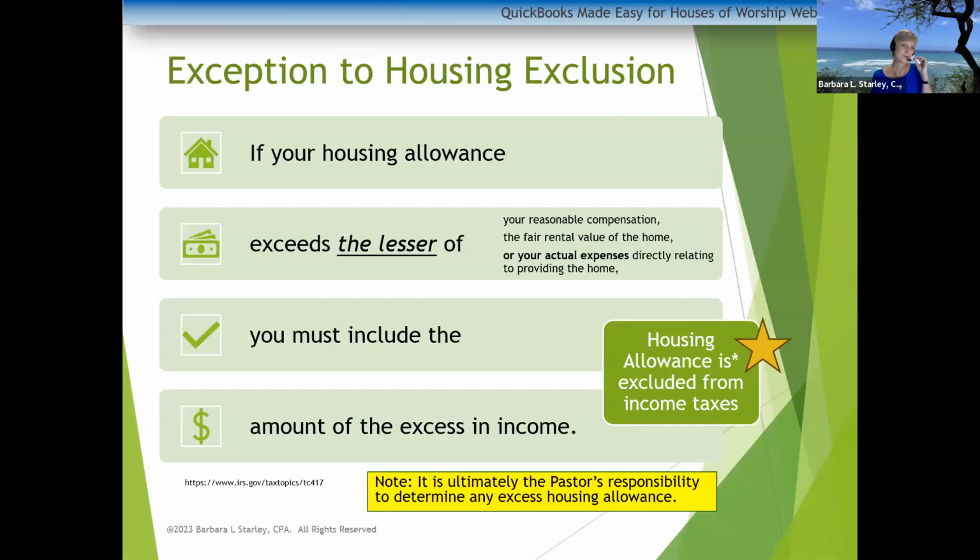Tammy asked, I thought reporting the housing allowance on the W-2 is optional. Technically, yes. I think best practice is to put it in box 14 of the W-2, because it's an information only box. But if you don't put that housing allowance in box 14, then you should have a letter in writing that says you also received a housing allowance. It's your responsibility to make sure that you don't have excess housing allowance compared to actual, those kinds of things. So really important.